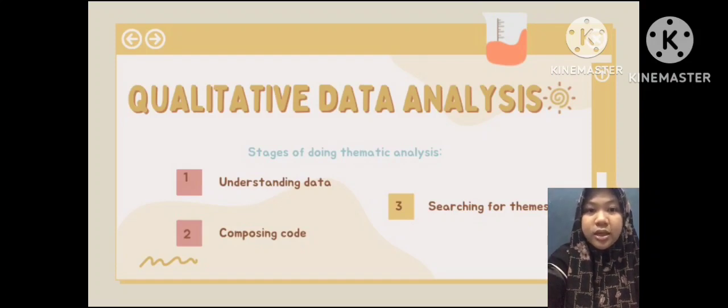2. Composing codes. Beginning the coding process is the second step in performing a thematic analysis of the data. This coding can be compared to the process that a librarian does to identify the topic of a book's title. 3. Searching for themes. The research objectives need to be reflected in the theme. This theme identifies anything significant in the data that is connected to the strategy used to formulate the research problem.